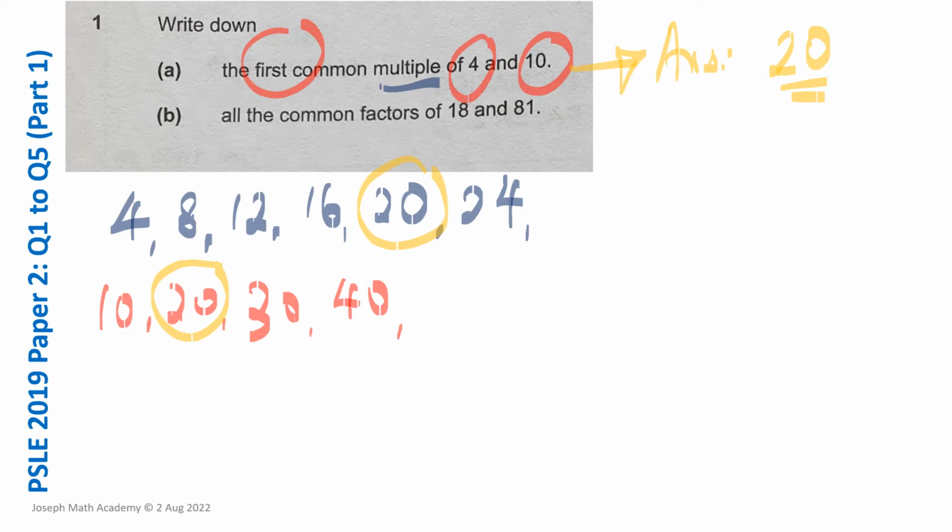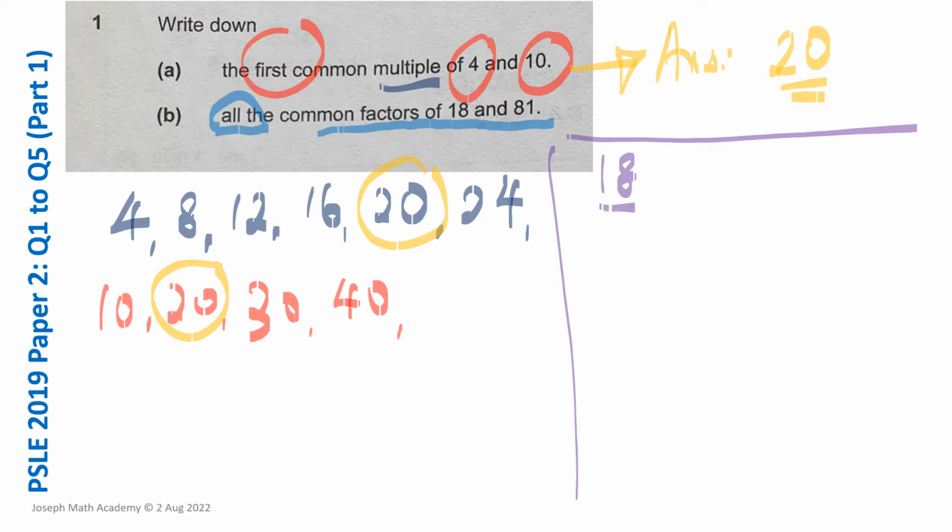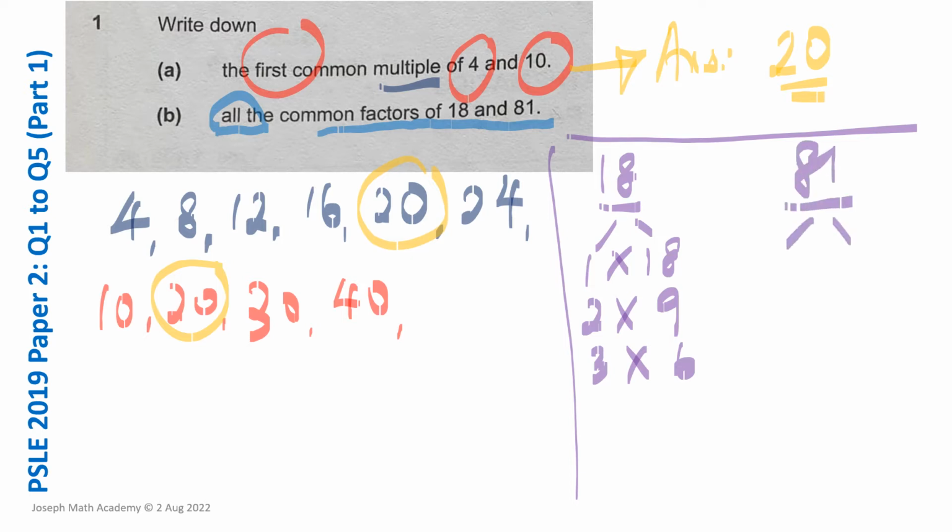Now 1B, we are supposed to write down all, the keyword is all, the common factors of 18 and 81. When we were in primary 4, our teacher taught us to do this listing. 18 can be obtained using 1 times 18, 2 times 9, 3 times 6. Now how about 81? 81 can be obtained using 1 times 81 and 3 times 27 and 9 times 9.